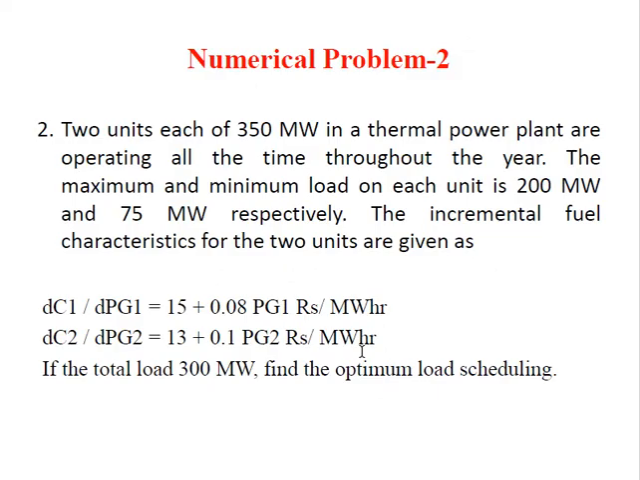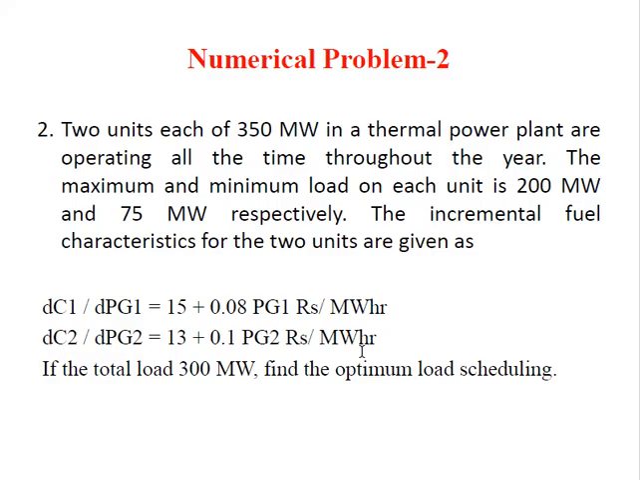So this is problem number 2. Here two units, each of 350 megawatt, in a thermal power plant are operating all the time throughout the year. The maximum and minimum load on each unit is 200 megawatt and 75 megawatt respectively. The incremental fuel cost characteristics of the units are given by dou C1 by dou Pg1 and dou C2 by dou Pg2. If the total load is 300 megawatt, find the optimum load scheduling.